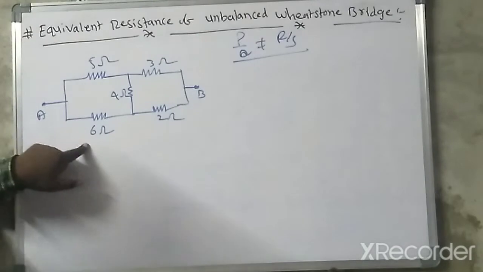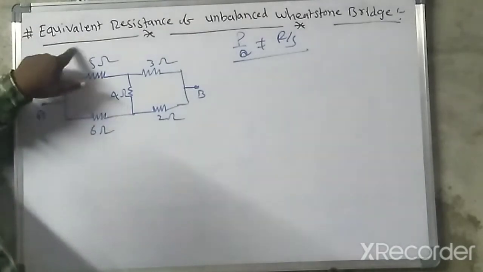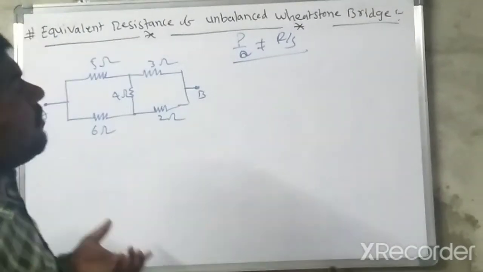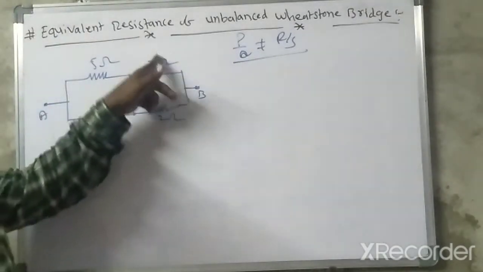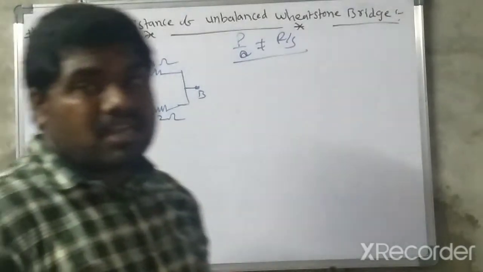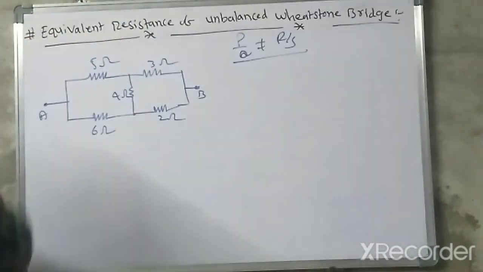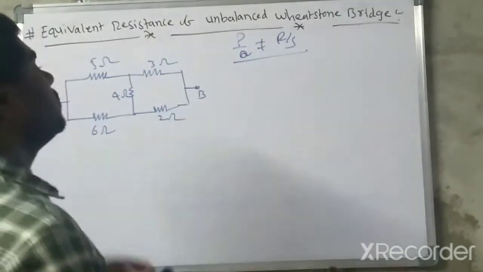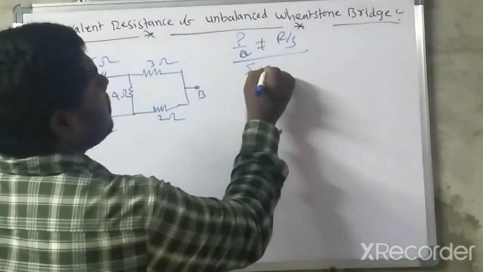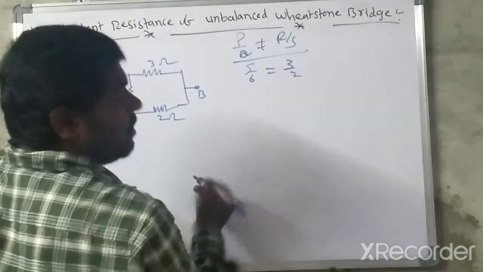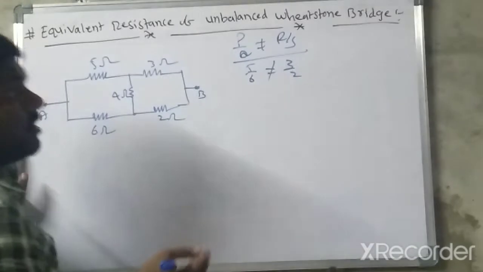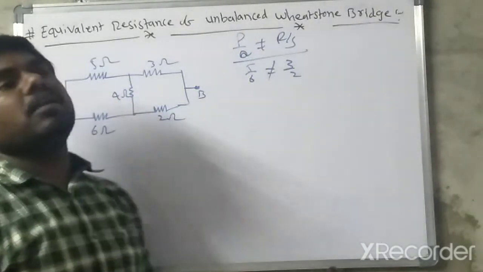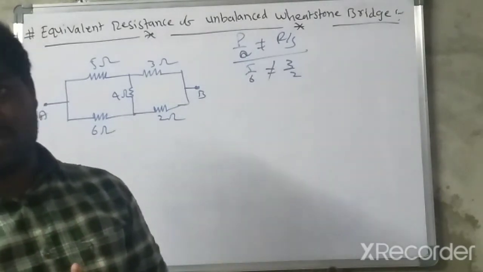Here 5 by 6, after substituting, see whether the given circuit satisfies bridge balance or not. You may identify first: is 5 by 6 equal to 3 by 2? Here it is not equal to 3 by 2. That's why it is an unbalanced resistance bridge. This type of circuit is given as an unbalanced resistance bridge. That's why, in this case, don't remove the 4 ohm resistor.